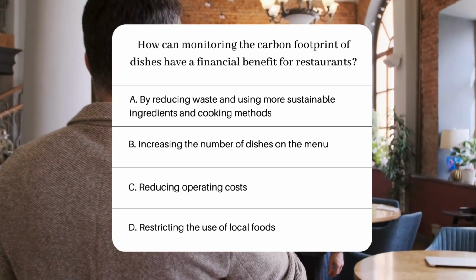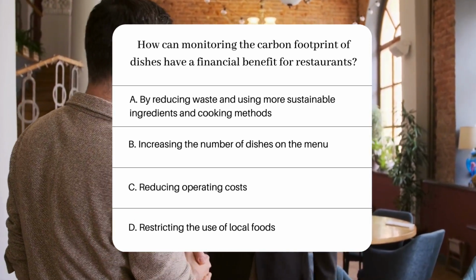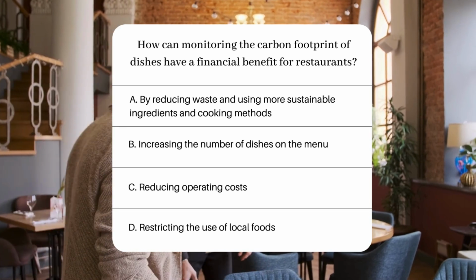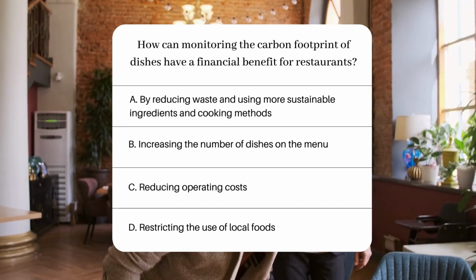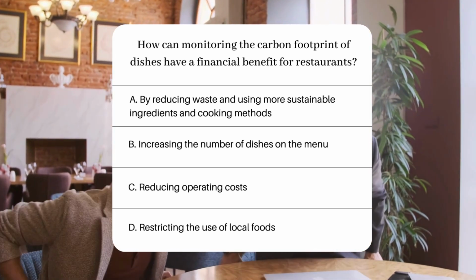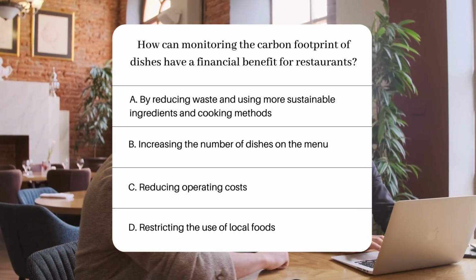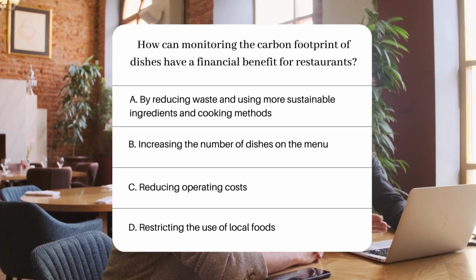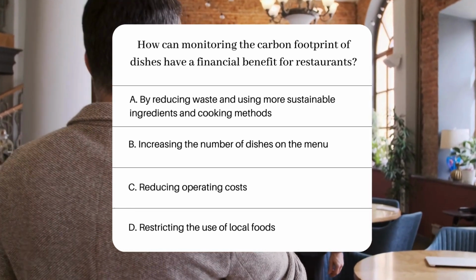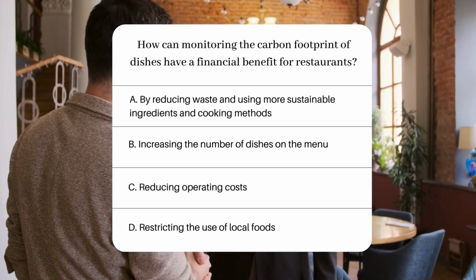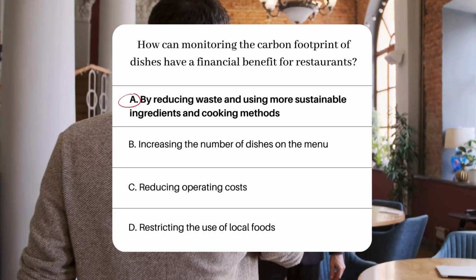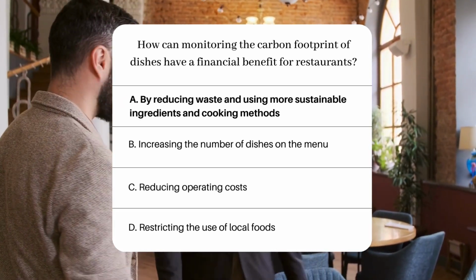How can monitoring the carbon footprint of dishes have a financial benefit for restaurants? A. By reducing waste and using more sustainable ingredients and cooking methods. B. Increasing the number of dishes on the menu. C. Reducing operating costs. D. Restricting the use of local foods. A. By reducing waste and using more sustainable ingredients and cooking methods.